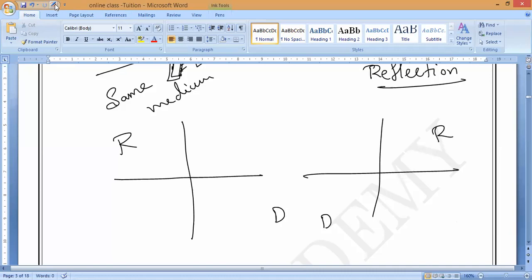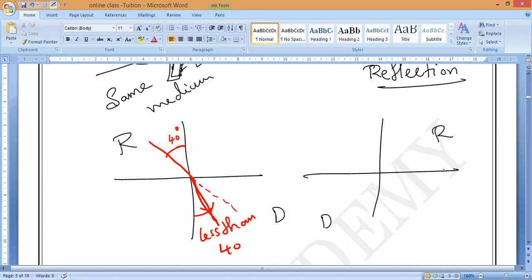First let me take rarer to denser. What will happen? Let me take this as the angle of incidence. Now, how will refraction take place? Towards the normal or away from the normal? Towards the normal. Now, here the angle of incidence is, for example, 40 degrees. Now, will the angle of refraction be less than 40 or greater than 40? Definitely less than 40, because it will bend towards the normal.